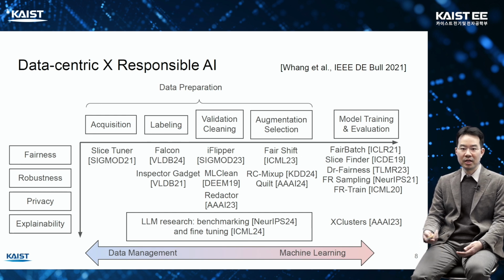For example, we publish in top database conferences like SIGMOD and VLDB. In the middle, we also publish in data mining venues, top venues like KDD. On the right-hand side, we also publish papers in top machine learning venues, including ICML, NeurIPS, and ICLR. More recently, large language models have become increasingly important, and we also solve data-centric responsible AI problems in this domain as well. On the bottom, you can see that we have some recent publications on benchmarking and fine-tuning. All of these works shown on the screen are from our lab.